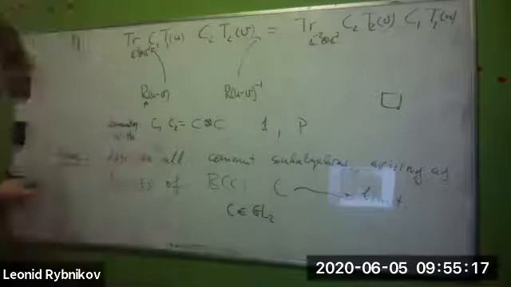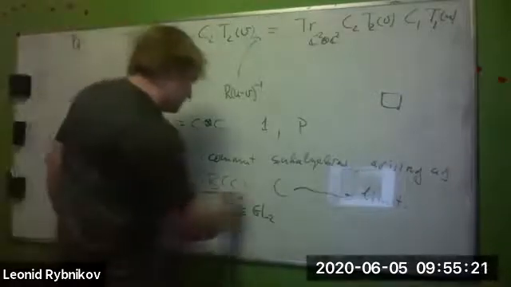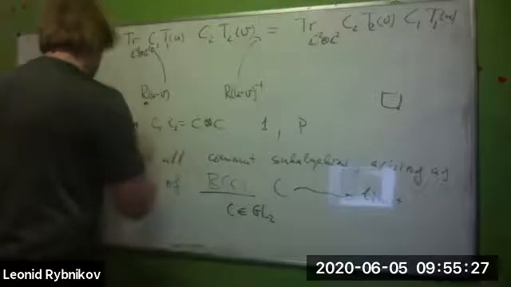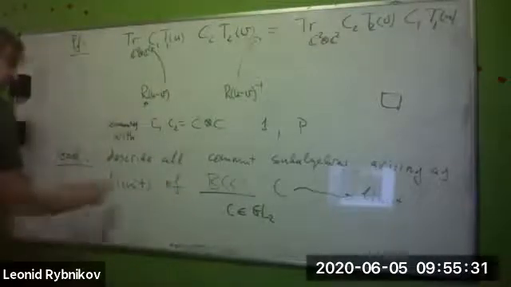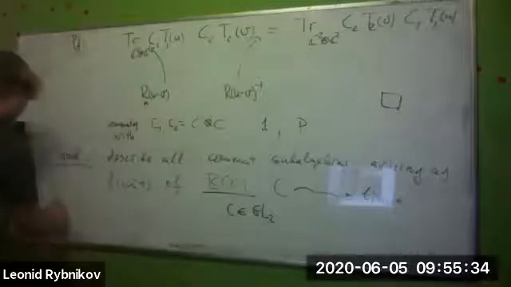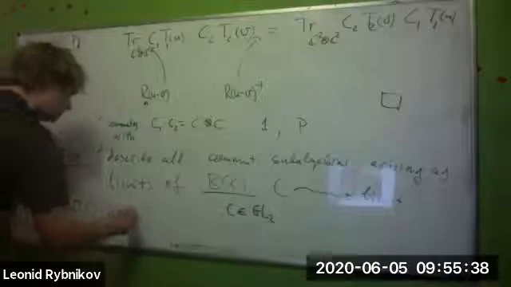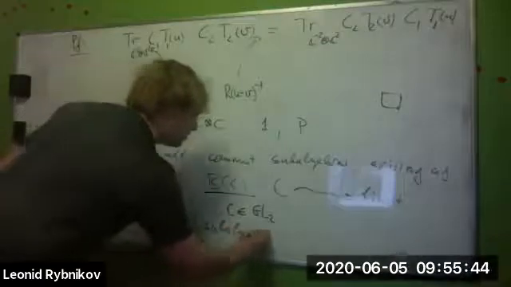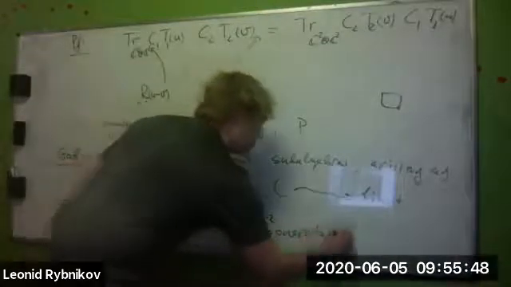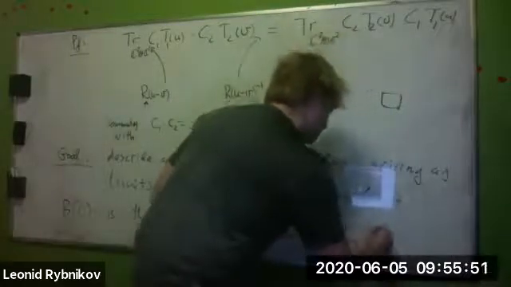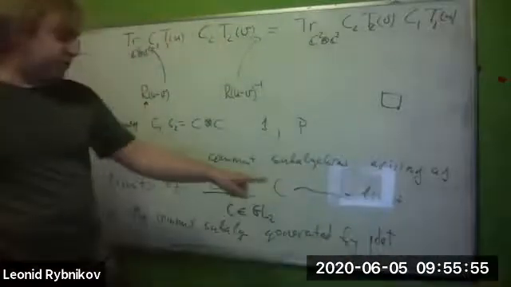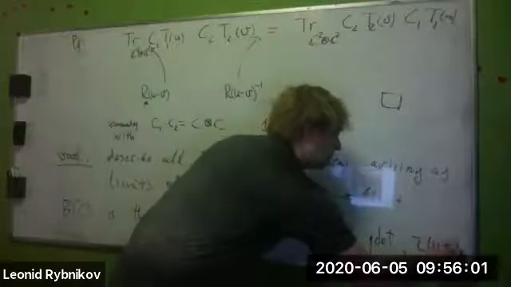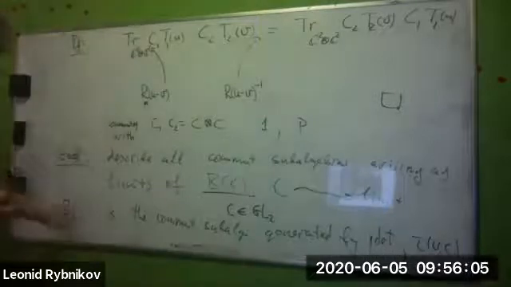And one more remark about this subalgebra B of C. Maybe I didn't define this. B of C is the commutative subalgebra generated by the coefficients of the quantum determinant and by the Fourier coefficients of tau. It depends on C.